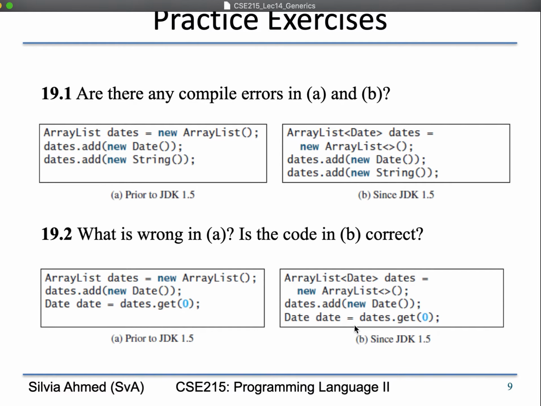Let's look at this code here in B. Again, this is using generics. So we have our own tailored array list class of Date type. Then we are adding a date object, and then we are getting the 0th element, which is of the type Date, which we are trying to assign to another date object. So the code in B is correct.